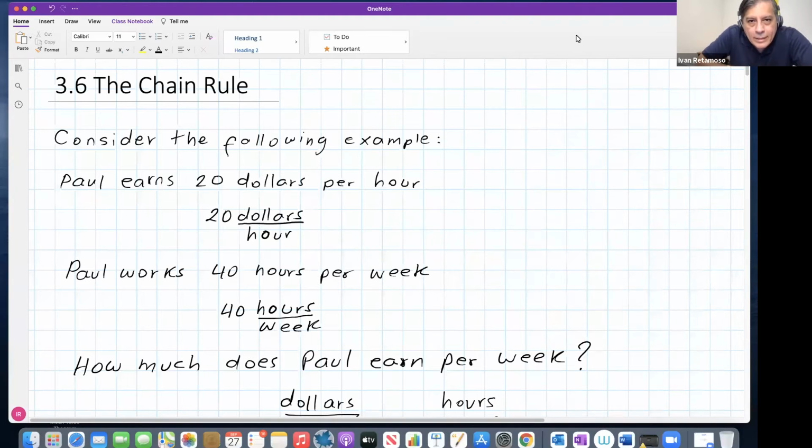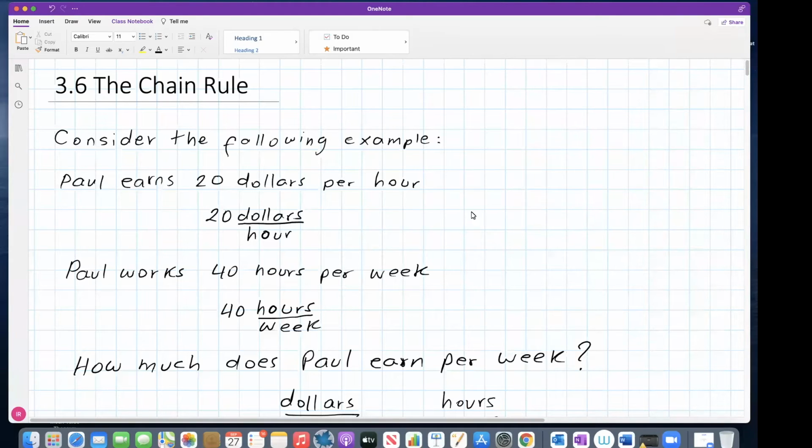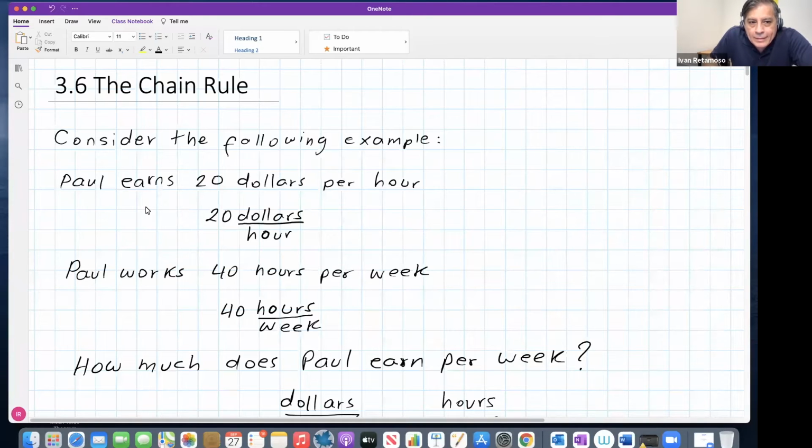Great, it's recording now. Let's talk about section 3.6, the chain rule. For me to introduce this topic, let me show you this basic idea through this example. Consider that Paul earns $20 per hour working somewhere. So we have a rate here, $20 per hour.